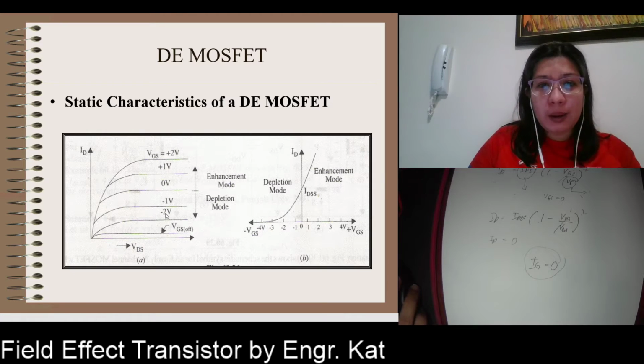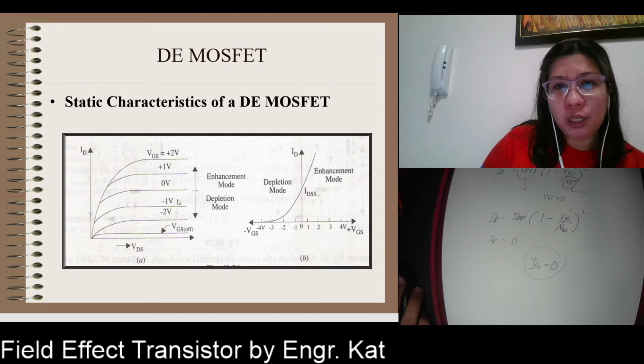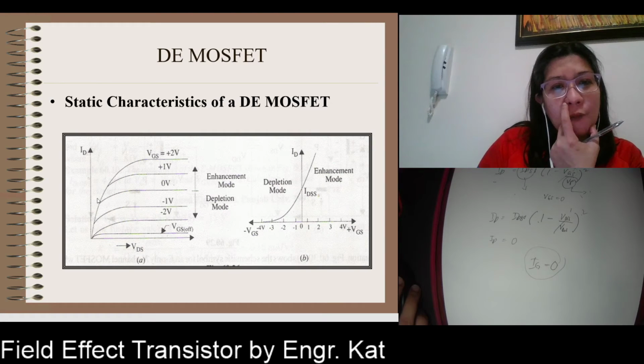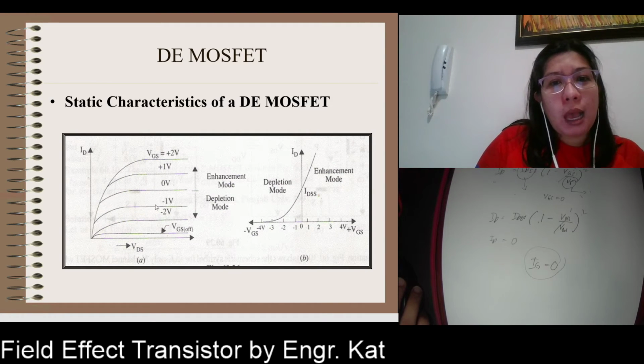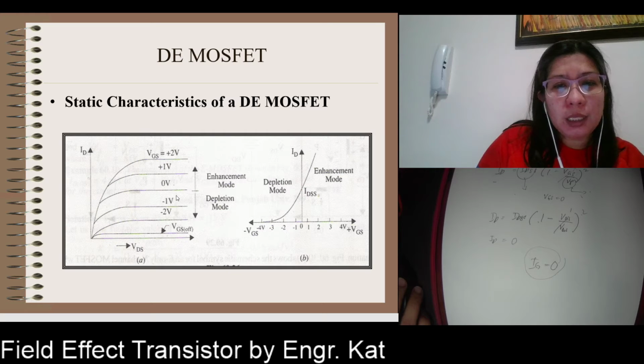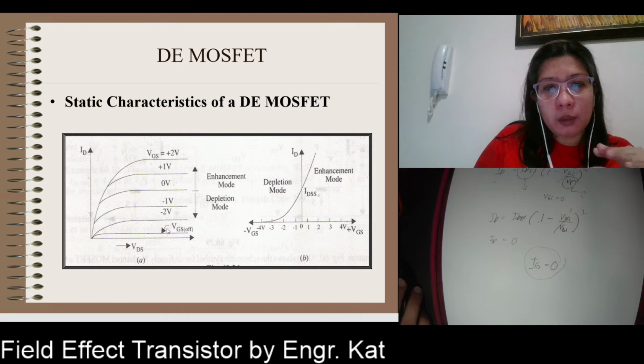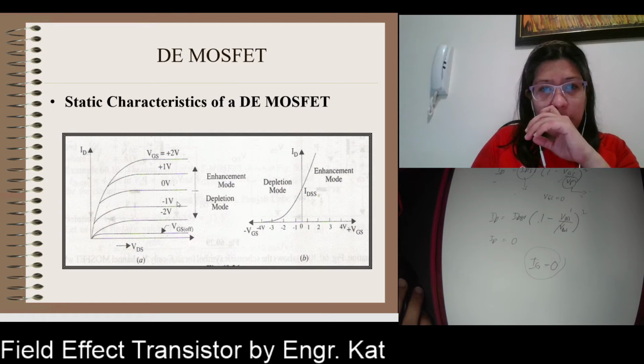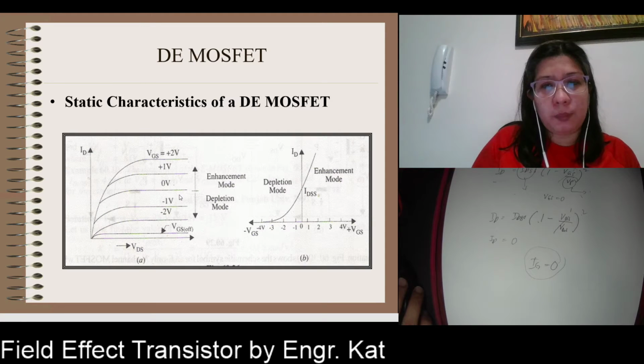This is your depletion mode. So the depletion mode happens when your VGS is equal to 0, you have your IDSS here. So when your VGS is increasing negatively, your ID is getting smaller and smaller until it becomes 0 when it reaches your VGS off. So this is the depletion mode. So just like the JFET.